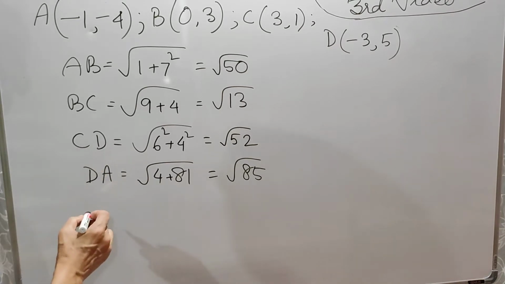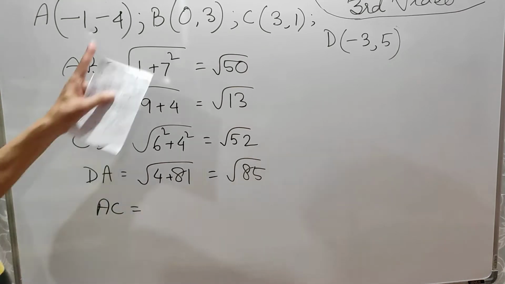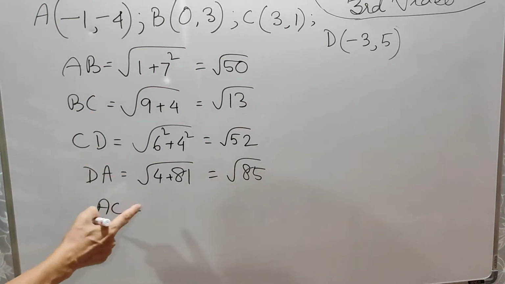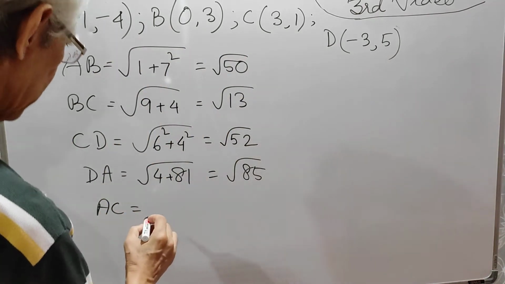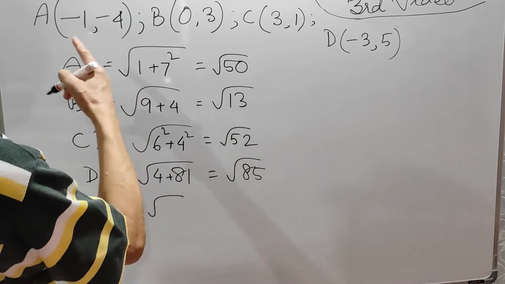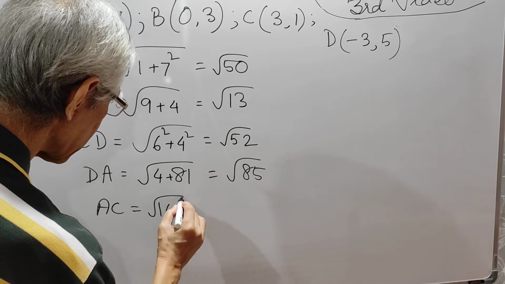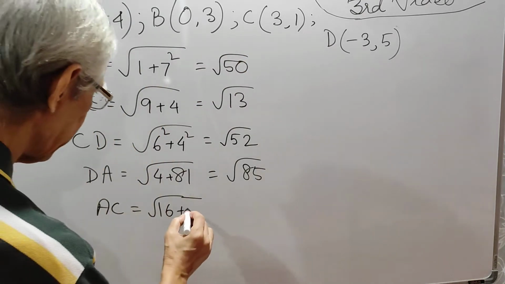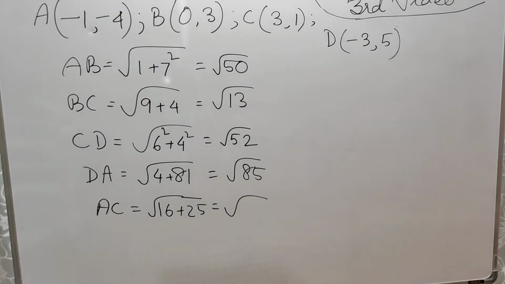Then AC. If 4 points are given, you always have to find six lines: AB, BC, CD, DA, and then AC. AC will be root over 4 squared, that is 16, plus 5 squared, 25, that means root 41.